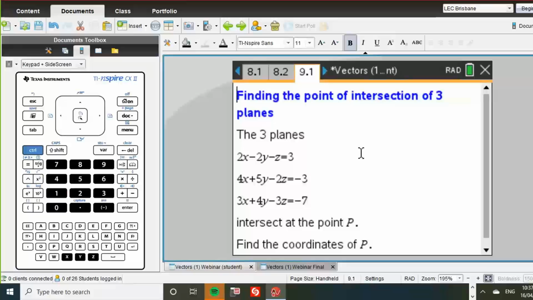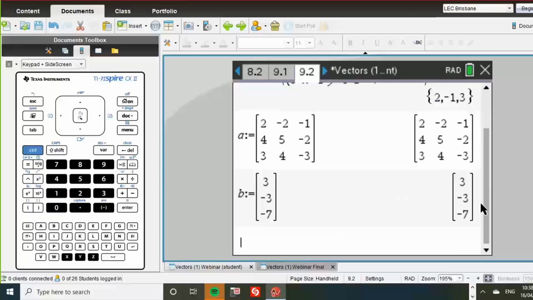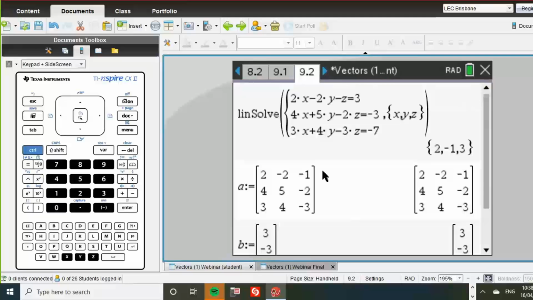Finding the point of intersection of three planes. So the three planes there intersect at the point P. Find the coordinates of P. What I've done here is, with those three planes, you can set up a system of 3 by 3 equations, 3 equations and 3 unknowns, solve them using the command, and the point of intersection there is x equals 2, y equals -1, z equals 3.